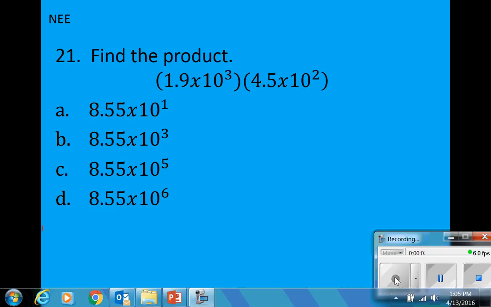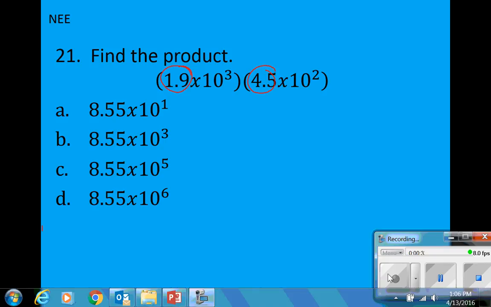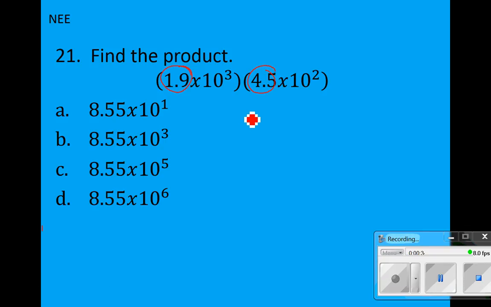Question 21, find the product of 1.9 times 10 to the third power times 4.5 times 10 to the second power. You could obviously move the decimal point for each one of those and then multiply those numbers, but a shorter way would be to multiply the two numbers that are involved. And when you do that, 1.9 times 4.5, you will get 8.55.